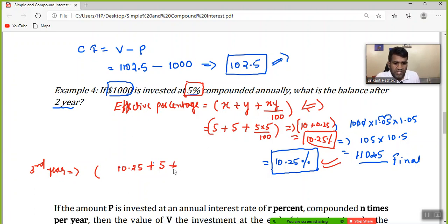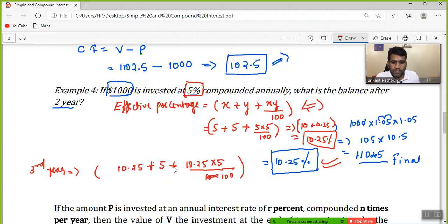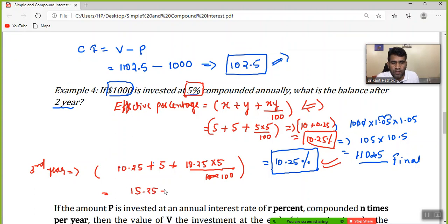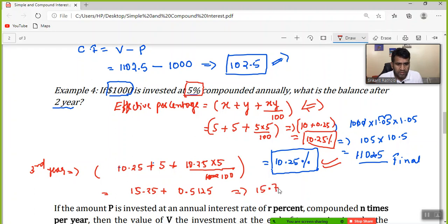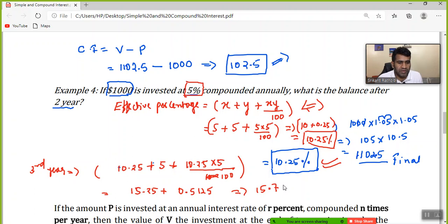Then this can be written as 10.25 plus 5 plus 10.25 times 5 divided by 100. So that's x plus y plus x times y divided by 100. If you simplify it, 10.25 plus 5 is 15.25, plus what are we going to get here? 10.25 times 5 divided by 100 gives 0.5125. So if you add this, 15.25 plus 0.5125 gives us 15.7625, approximately 15.76.